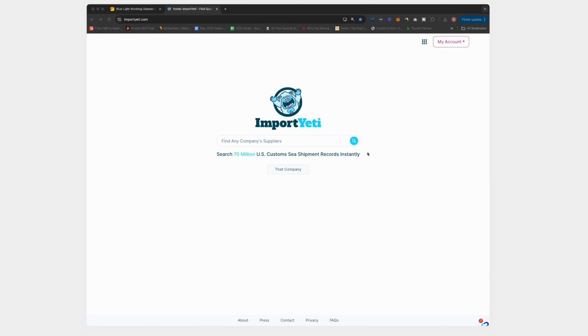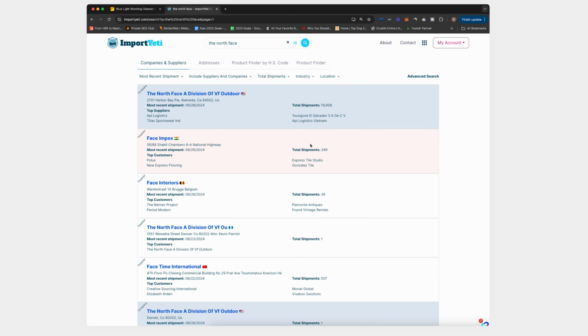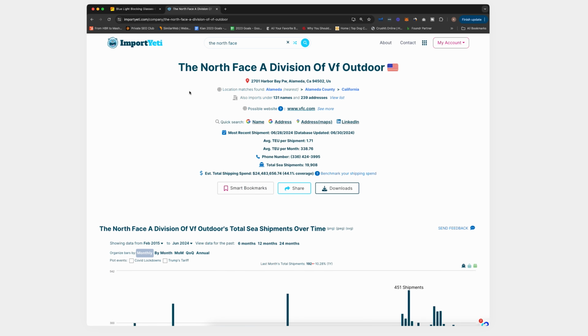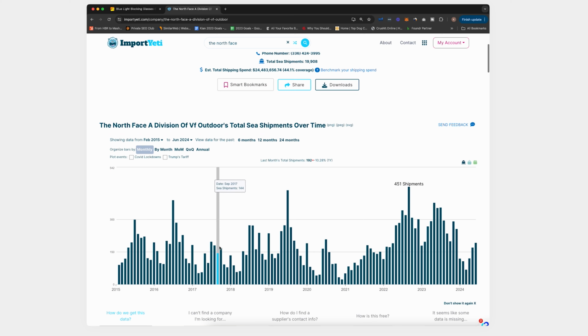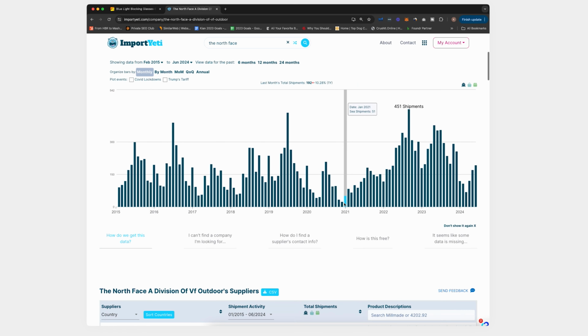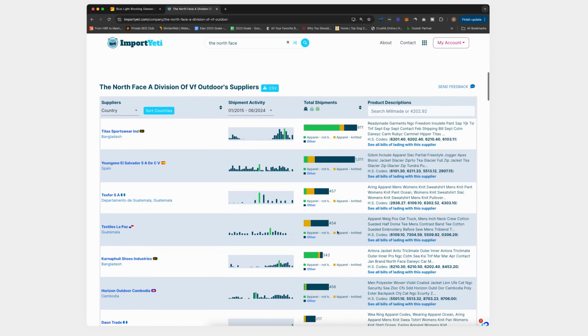Now, there's another website I like to use called Import Yeti. And what Import Yeti does is it scrapes all the import records of any shipment that goes into the USA. So if I want to find a supplier for the North Face, the outdoor brand, I can just type in the North Face, hit search, find the company here. I can see they've done almost 20,000 shipments. Click on them and I can see their address, but I can see the number of shipments that they do per month.